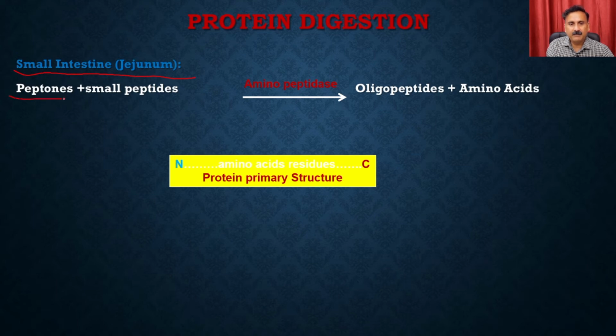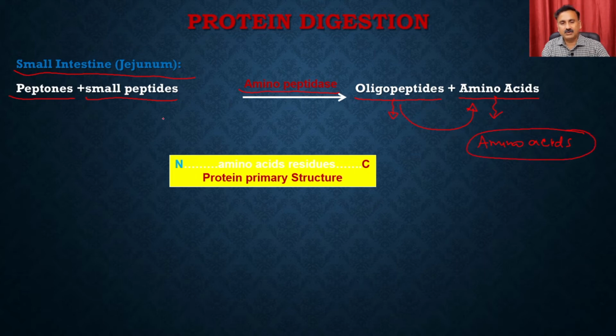So in the jejunum, the peptones as well as the small peptides are going to be acted on by the aminopeptidase, and that aminopeptidase is then going to generate the oligopeptides or the amino acids. It means now the protein digestion is almost over, right. If you continue the activity of the aminopeptidase, all these oligopeptides are going to be converted into amino acids. So ultimately what you get after protein digestion is different types of amino acids present in the jejunum, and from here they are going to enter the next part of the small intestine.